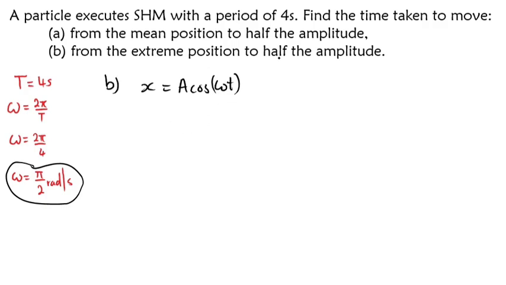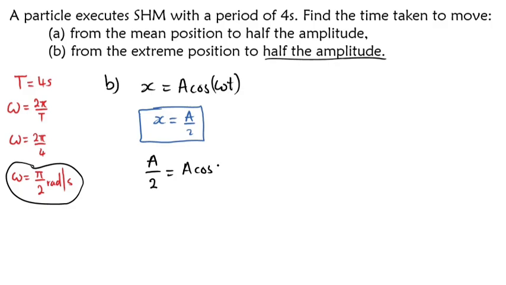Like this. Then again, the same condition follows. It's half of the amplitude. So x will be replaced with half of the amplitude. This means that a over 2 is equal to a cos omega t. Then I'll do the same thing like I did. First of all, if I divide throughout by a, the a cancels, leaving us with half is equal to cos omega t.